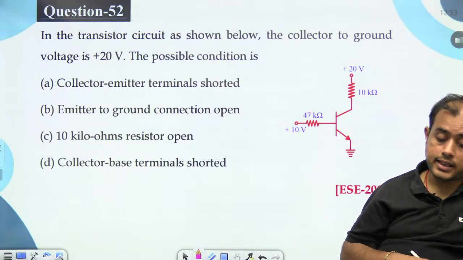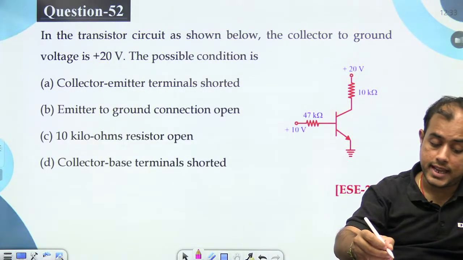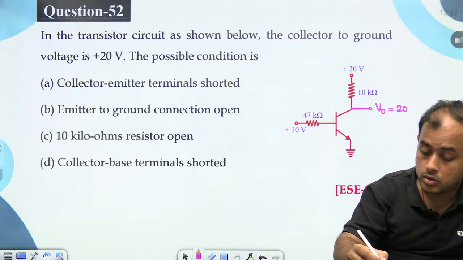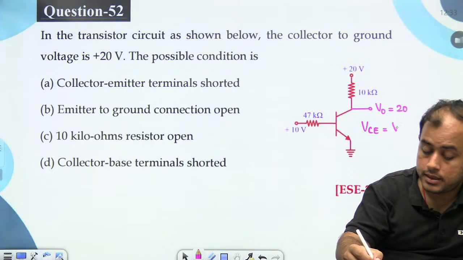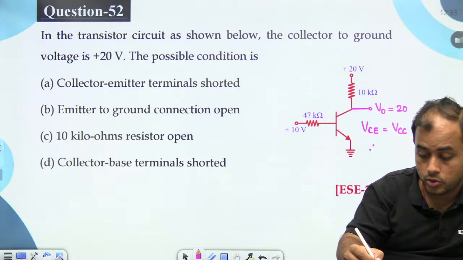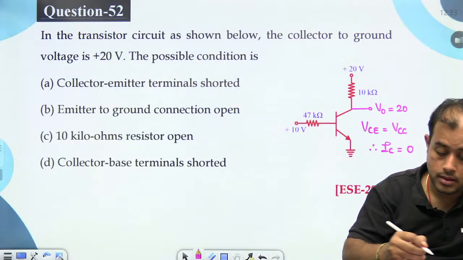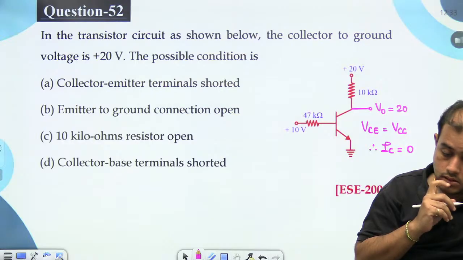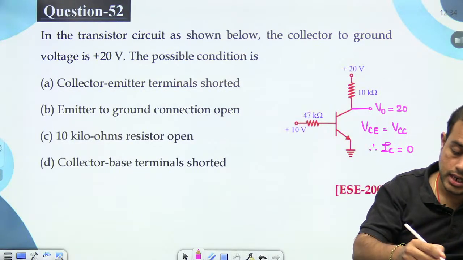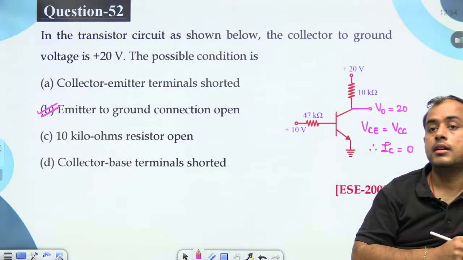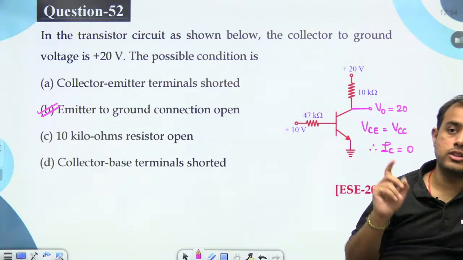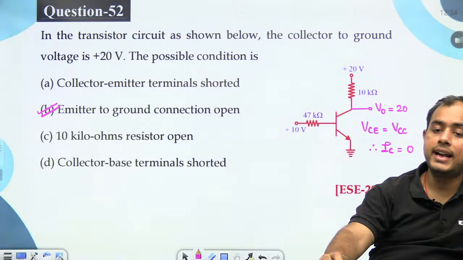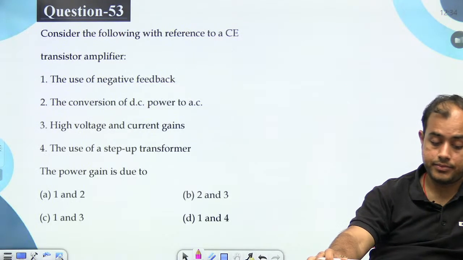In a transistor circuit, the collector to ground voltage is 20 volt. So basically VCE is VCC, therefore IC is 0. Emitter to ground connection open. अगर एमीटर को अनग्राउंडेड रखोगे तो करंट फ्लो नहीं कर पाएगा. Therefore IC will be 0 and VCE will be equal to VCC.